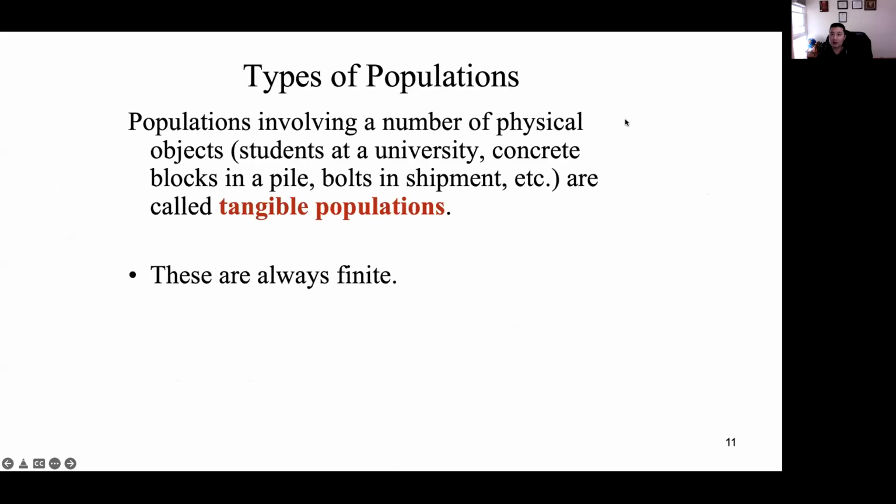Then let's look at different types of populations. Population involving a number of physical objects, such as in the previous example, 50,000 students at a university, 1,000 concrete blocks, all 1,000 steel rods in the first example. So we call this type of population tangible population. This population is always finite. So 50,000 students, 1,000 concrete blocks. So the numbers are finite.